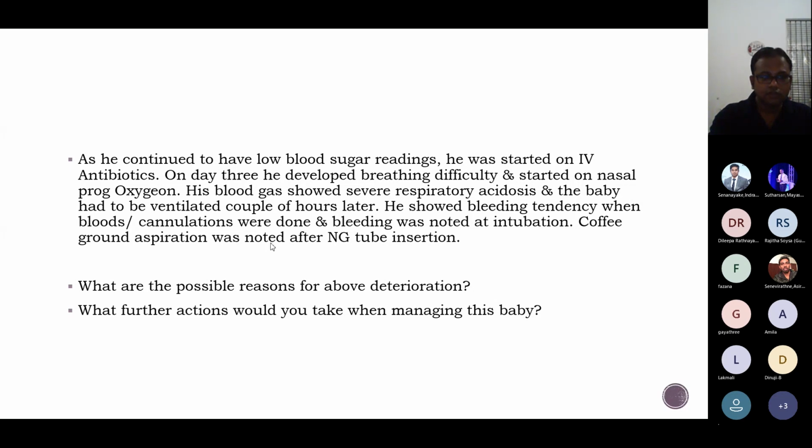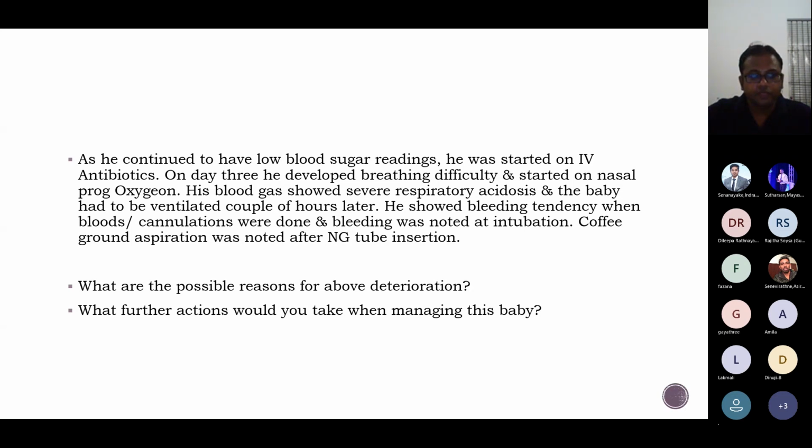Right. So shall we discuss then? What are the possible reasons for the above deterioration? You can see from this history, this child seems to be having sepsis. As the child is septic now, another possibility is the child developing necrotizing enterocolitis. So in this sort of situation, you have to be careful when you are giving various drugs to control the blood sugar levels. For example, in a septic child, if you are going to give hydrocortisone, that could be a problem.